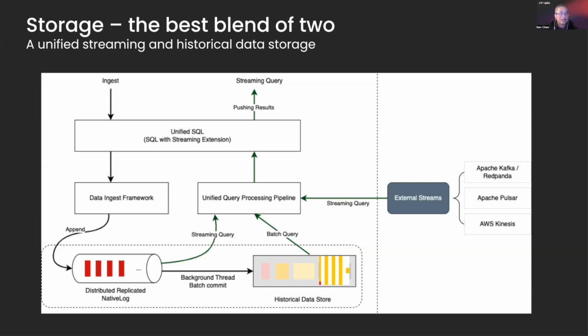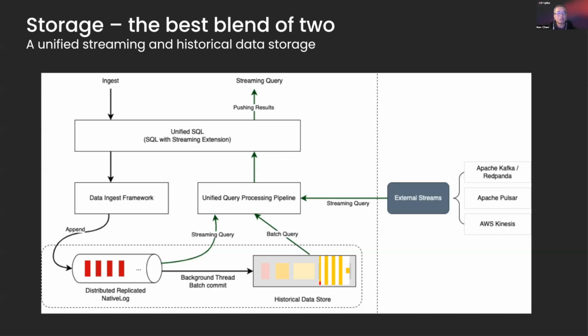So please note that when the data has landed in the native log, we can enable streaming query processing directly without any kind of waiting. Because for the background thread committing to the historical data store, we need to build different kinds of inverted index, or secondary index, primary index. That will take some time. But for streaming query processing, we do not need that wait. So if users would like to do pure query processing for historical data, they can do that like ClickHouse does.